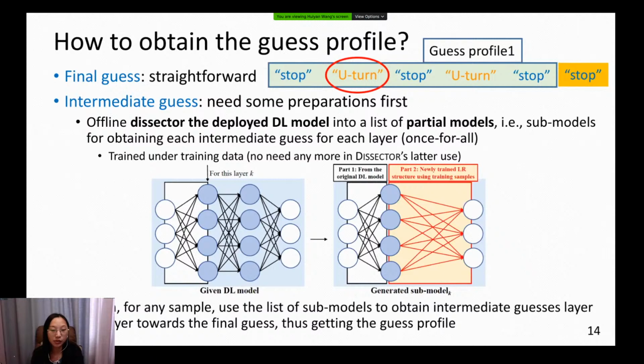We choose to dissect the deployed deep learning model into a list of partial models, one for each layer. Each partial model is a submodel that links the original deep learning model until this layer with a newly trained LR structure.